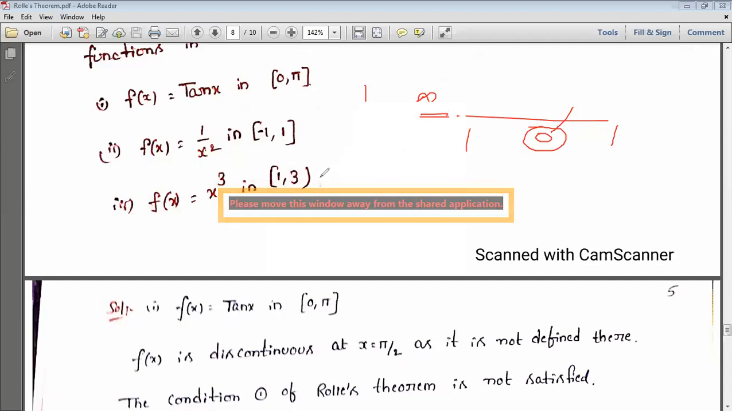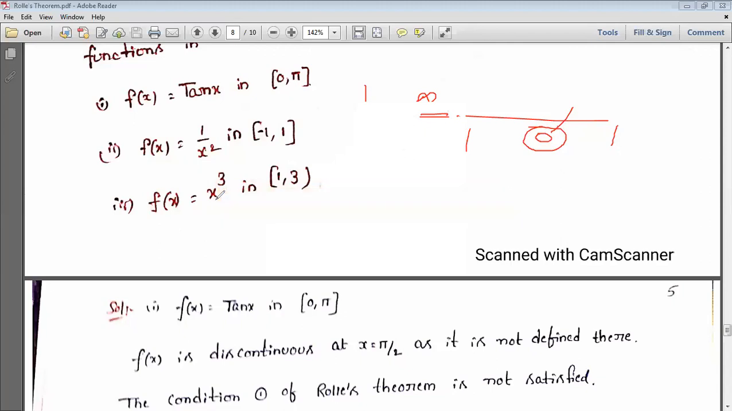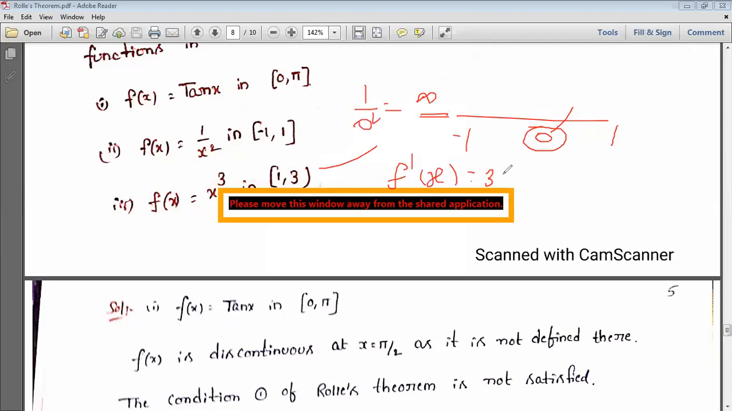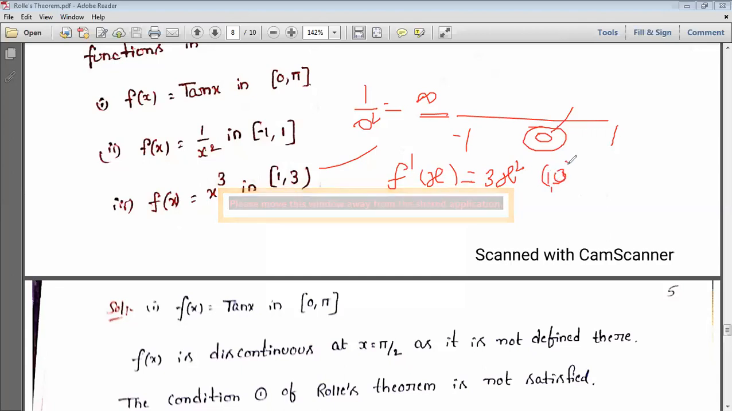Okay, and what about the third one? This is a polynomial. You can substitute any value in this one: 1, 2, 3. If I substitute 1, I get 1. If I substitute 2, it exists, and 3 also exists. This function is continuous in this interval. And what is the derivative of this function? F dash of x is 3x square, since the derivative of x cube is 3x square. This also exists in the interval 1 comma 3. Any value between 1 and 3, if you substitute, you will get only a finite value.